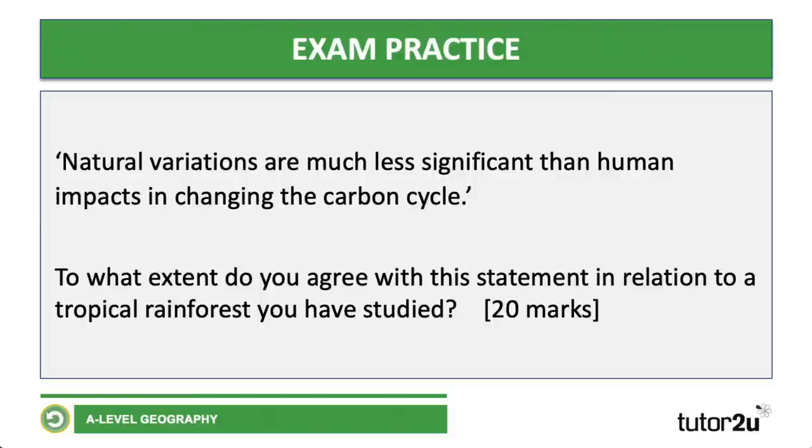So this is a question that could come up on the AQA specification, but similar questions could come up as the extended questions for other specifications. So it says natural variations are much less significant than human impacts in changing the carbon cycle. To what extent do you agree with this statement in relation to a tropical rainforest you have studied?